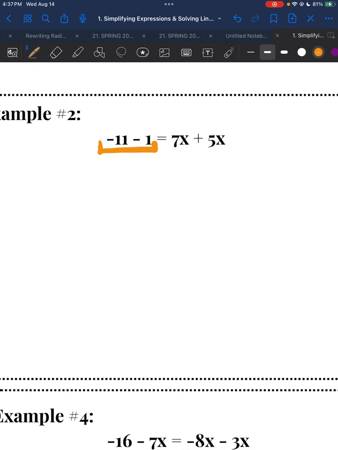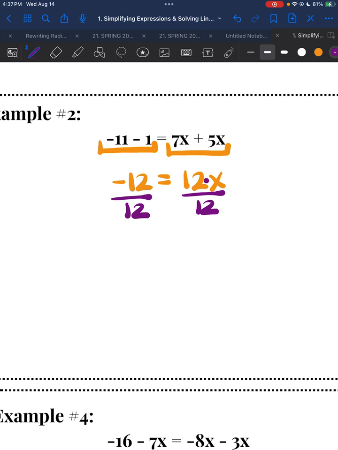For number 2, on the left, we can combine. So negative 11 minus 1 is negative 12. On the right, we can combine. 7x plus 5x is 12x. To get the x by itself, this 12 right here is multiplying, so we divide. And then negative 12 divided by 12 is negative 1.